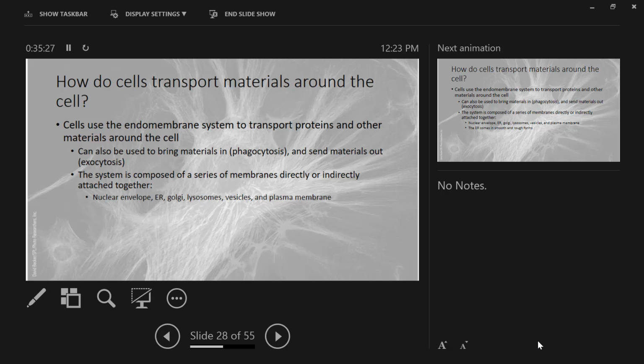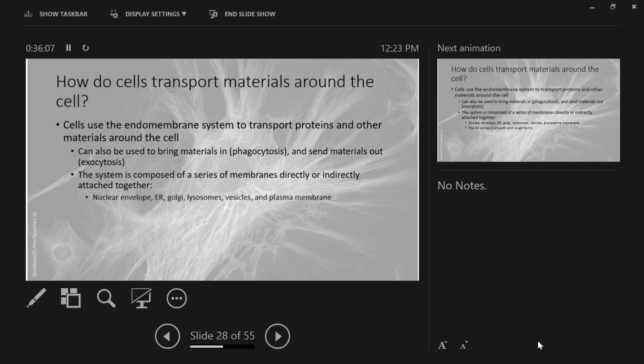It starts with the nuclear envelope. The endoplasmic reticulum is part of that endomembrane system. The Golgi apparatus. Now these two are physically attached together. Endoplasmic reticulum is physically attached to the nuclear envelope. Golgi apparatus is separate, but they're connected by what? They're separate but connected by cytoskeletal elements. Okay, lysosomes, these are vesicles that digest materials. Vesicles are just floating blobs of membrane with something inside them. And then the plasma membrane.